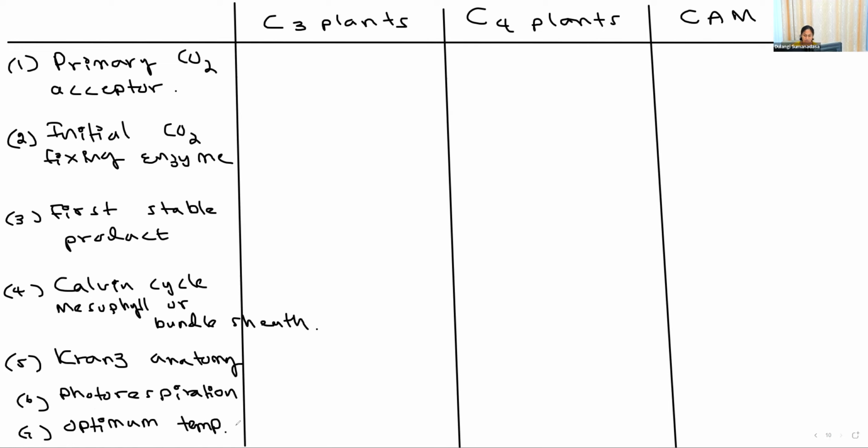Okay, I used the same page. What is the optimum temperature? The last one. The temperature range I gave you? Write it down. Normal plant, C3.